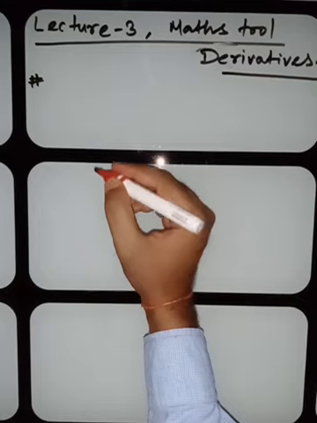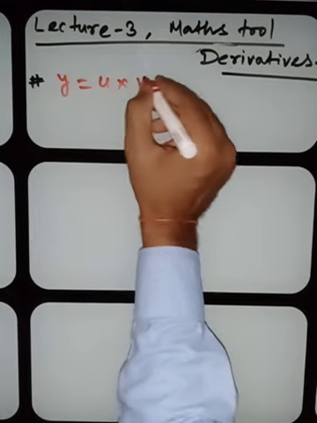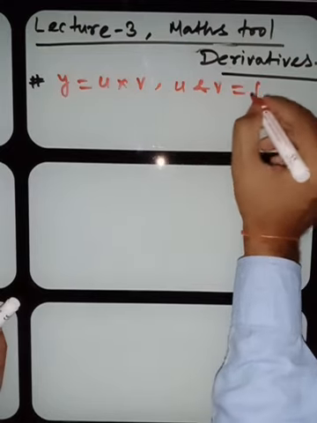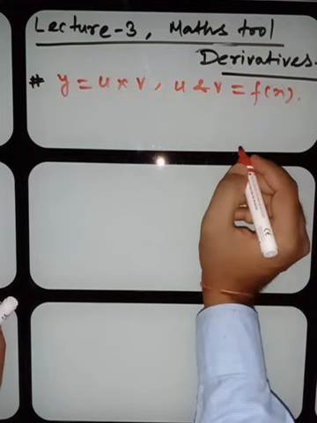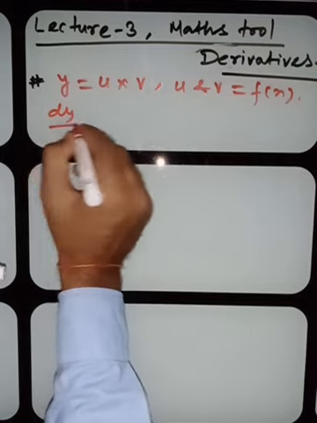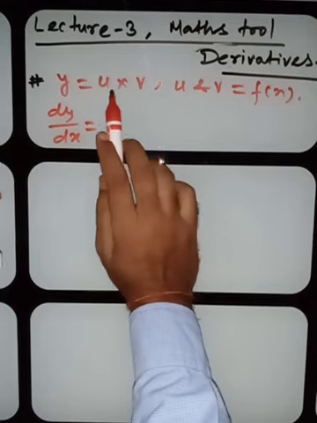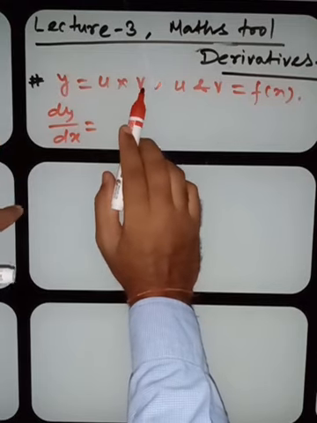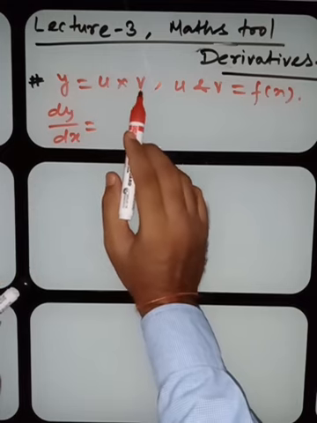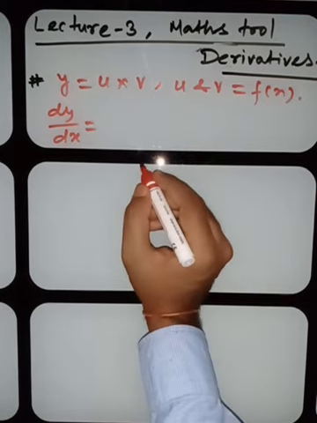If any function is given, y as u times v, remember, my dear students, here u and v both are functions of x, and you have to write dy by dx. Then how will you find the derivative? If you get any function in this way, that is u times v, for example x square sin x, one will be u and another will be v. How will you do the differentiation?